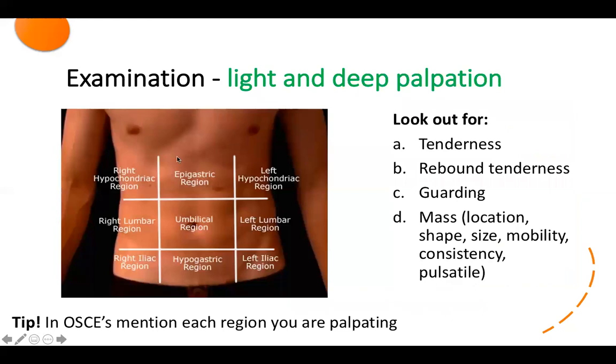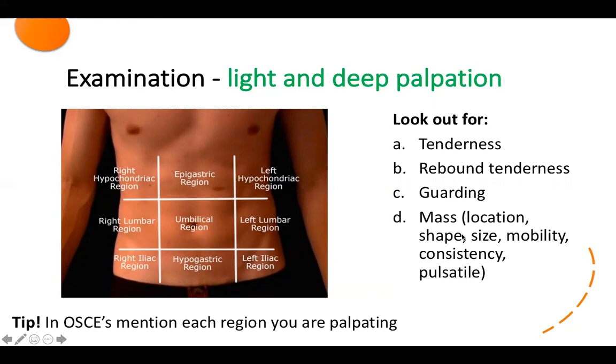The places to palpate are the 9 quadrants. And during an OSCE examination, it's good to mention which quadrant you are palpating. If you've mentioned it once for light palpation, you don't need to say it again for deep. You can just say you're palpating the 9 quadrants again. Things to look out for is you're looking for any tenderness, so any rebound tenderness. So if you're pressing and then you remove your hand and then it's quite painful, any guarding, or any masses.